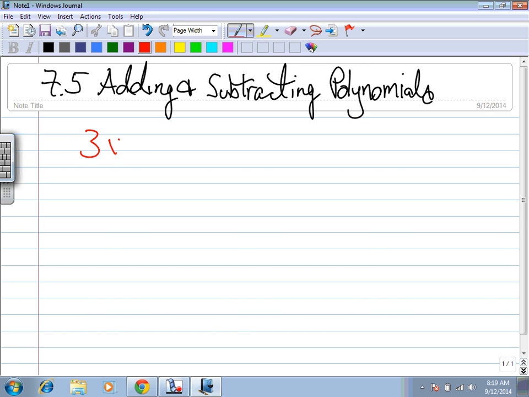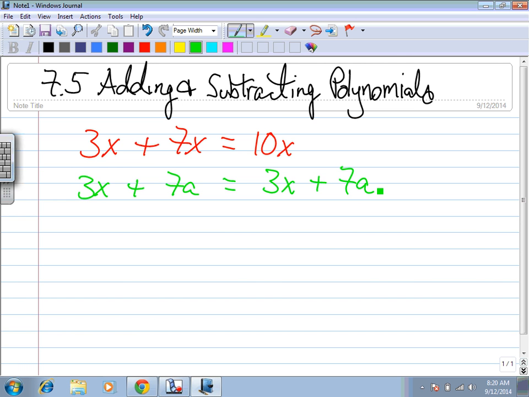So let me ask you a question here. What is 3x plus 7x? Dylan: 10x. Okay, it's combining like terms. But if I had 3x plus 7a, what does that equal? 3x plus 7a, because they are not like terms. Does everybody understand that? We've already done this, so this is not challenging.